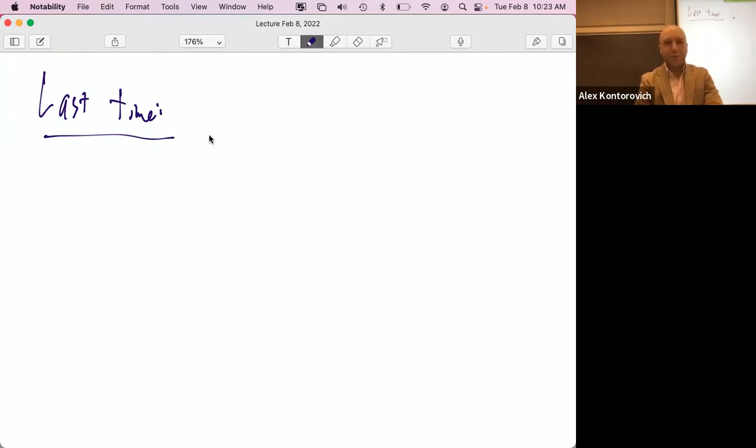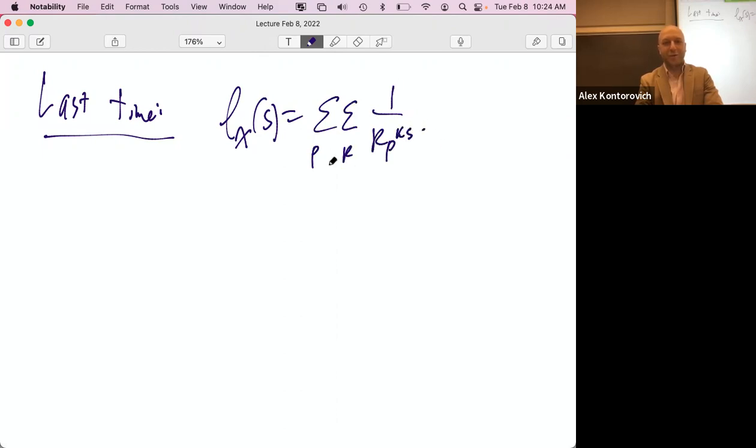Exactly. Yeah. So let's remember where we were. We looked at these L chi s things, which by definition is a sum over primes, sum over k, 1 over k p to the ks. No problem with this definition. The key fact, of course, is that the exponential of this thing is the L function, the actual L function.